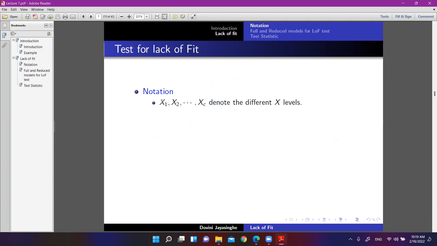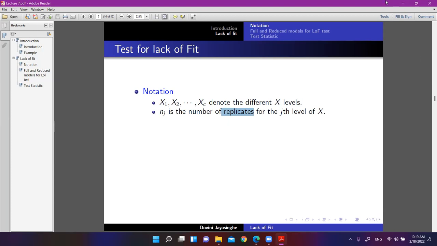Notation. Let these denote the different x levels: x1, x2, up to xc. So xj is coming in between. nj is the number of replicates, which means repeated values. It's a statistical term given to repeated values. nj is the number of replicates for the jth level of x.